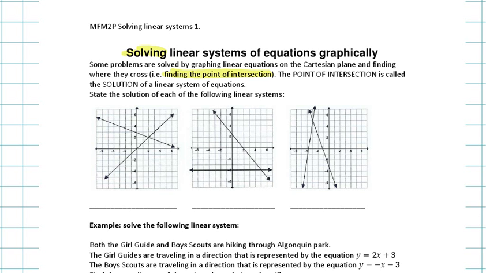Another way that we can write point of intersection, you're going to see me writing this, is POI. I'm just shortening it so I don't have to write point of intersection every single time. Okay? So POI represents the point of intersection.